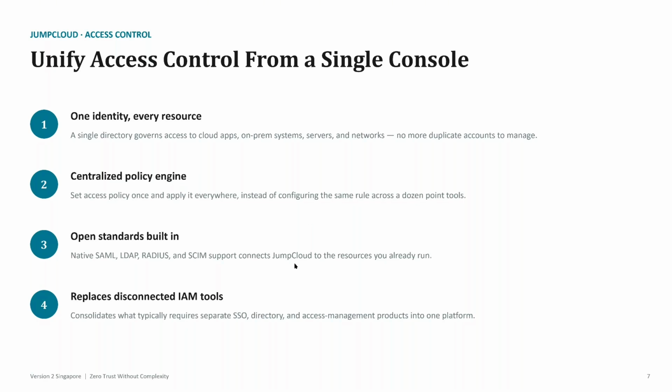And we have a centralized policy engine. So you can set the access policy once and apply it everywhere, no matter if it's your endpoint, your server, your network segment, or your SaaS application. So instead of configuring the same rules across dozens of products or endpoints or applications, it applies to all of your assets. So this is very good, right?